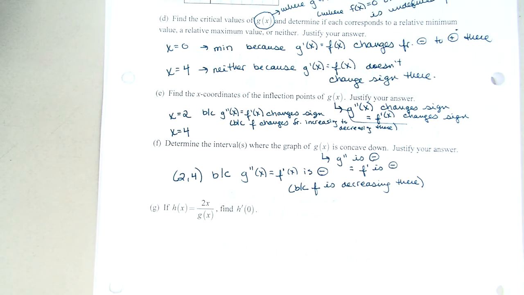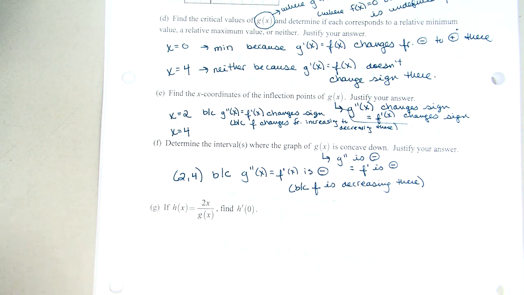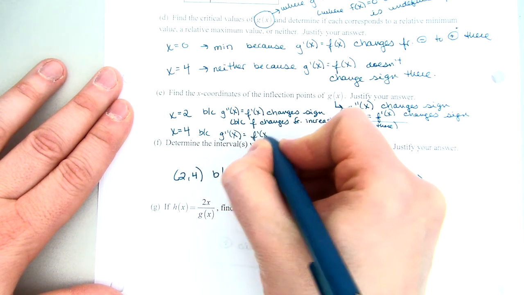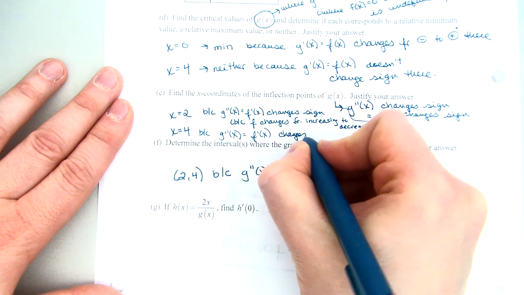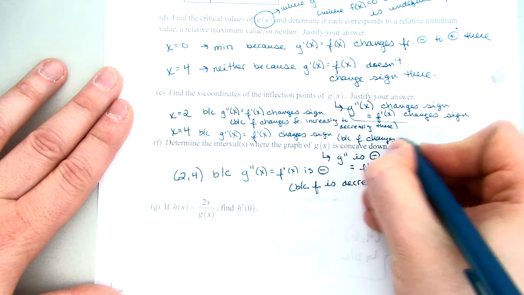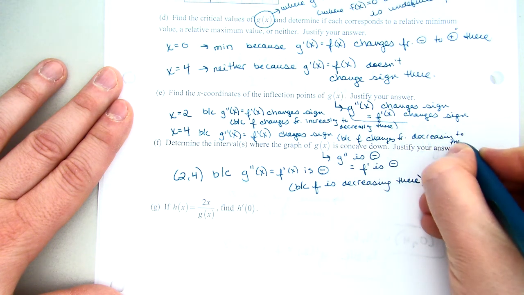Oh, let me go load that. Doesn't have to be, but it does have to be there in some form. I guess I'm doing that because everything else is how we dealt with things before. This is now just a little extra piece that I'm adding. Okay, so what's my reason? Because g double prime of x, which equals f single prime of x, changes sign. Why? Because f changes from decreasing to increasing there.